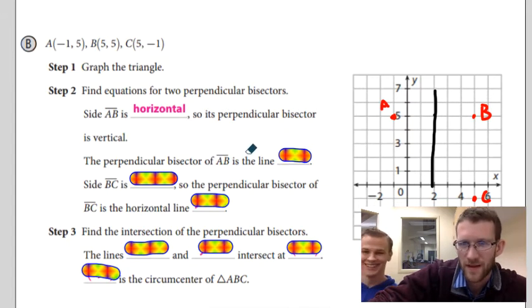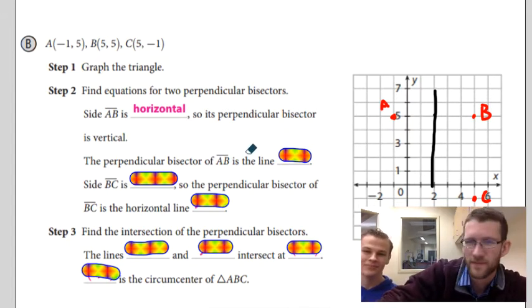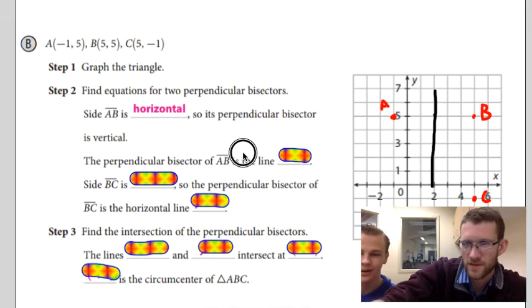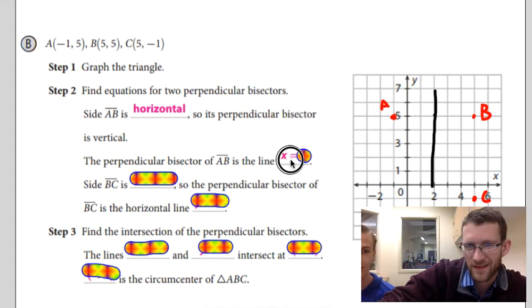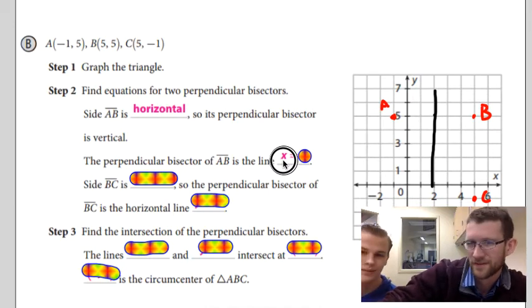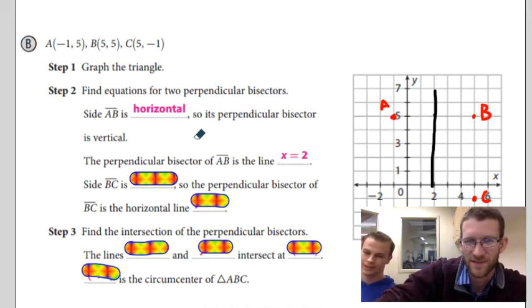What's the name of that line, Sam? If you were to graph that line, I'll give you a hint: it's x equals... You can graph things, right? X equals 2. Yes, x equals 2. Good job.